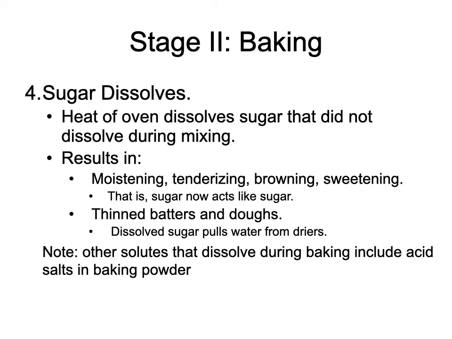So other things that dissolve during baking include acid salts. Acid salts are added to baking powder, and when they turn to liquid, they start reacting with the baking soda that is also included in baking powder, thereby creating a chemical reaction, and we get carbon dioxide from that. That creates more air bubbles, more cell walls that get stretched and get thin, and of course increases tenderness. So the sugar has a lot of roles to play. It's doing a lot of things at the same time.